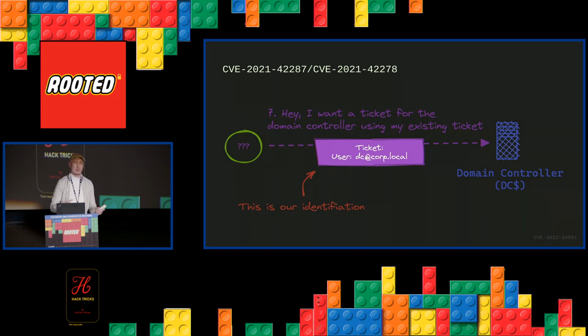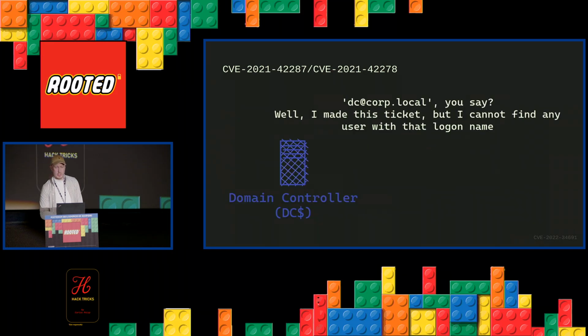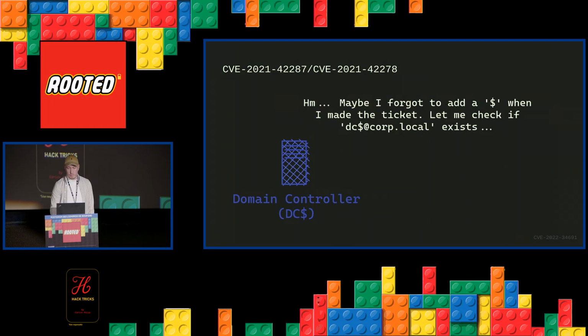And so when we now go to the domain controller, we can present the ticket and say, I want a new ticket, and I want to use this ticket as my authentication that I am DC at corp.local. And then the domain controller will look at the ticket and say, dc.corp.local, I made this ticket, but I cannot find any user with that logon name. But what if I forgot to add that dollar at the end? Is there some account that maybe has the DC dollar name?